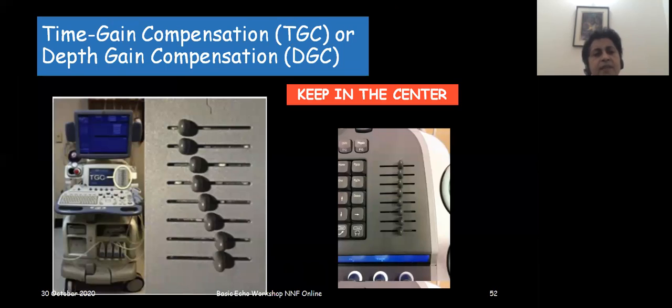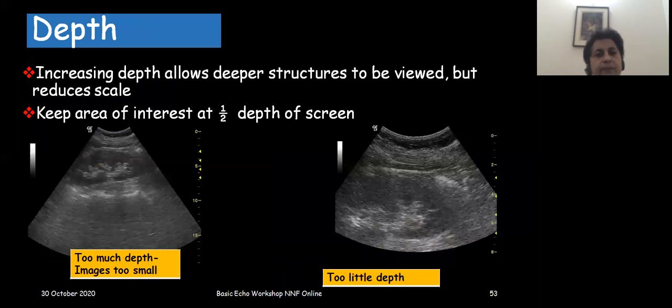Now here is something called the time gain compensation. There are a series of knobs. I need to place them in the center. And once I see that the returning signals are not good, I can use these knobs to change or increase the amplification if required. Now the next is depth.